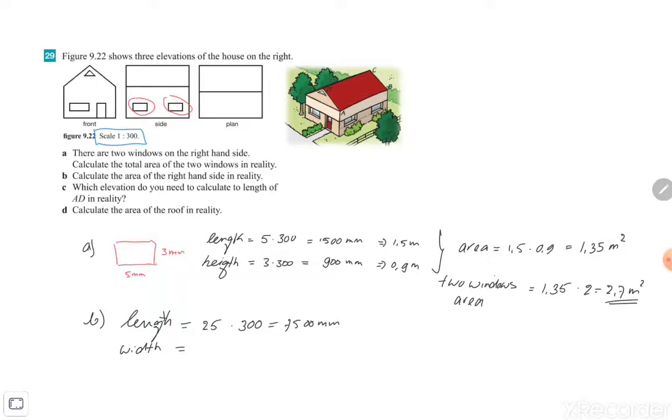Alright, the width of my house, or the height of my house, is 12 millimeters multiplied by 300, which is 3,600 millimeters. I'm going to convert both to meters because it's wise to calculate the area in square meters. So it's 7,5 meters, and 3,600 millimeters is 3,6 meters. Now, to calculate the area, we multiply the length with the width. So the area is 7,5 times 3,6, which is equal to 27 square meters. And that's the answer from exercise B.